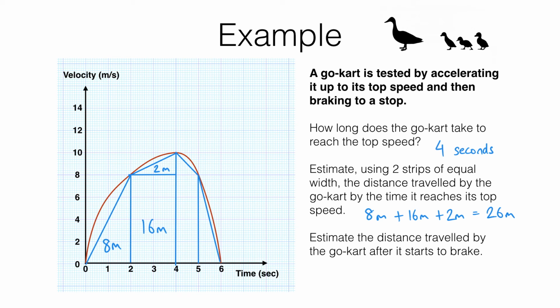Here's what you should have found. The area of this trapezium is 9, so that corresponds to a distance of 9 meters. And the area of this triangle is 4. That corresponds to a distance travelled of 4 meters. So the go-kart travels an additional 13 meters, 9 plus 4, 13 meters after it starts to brake.